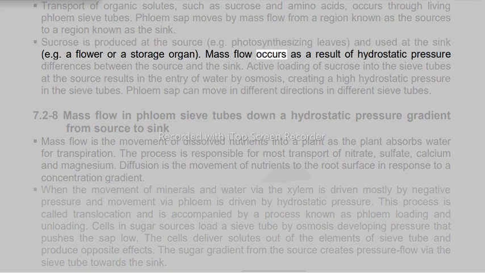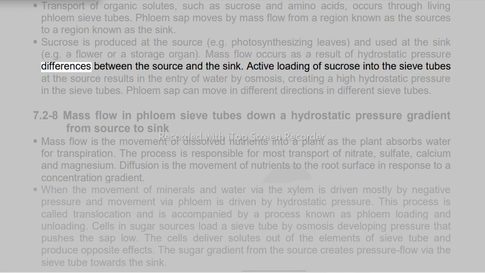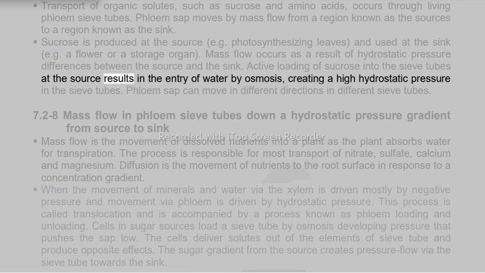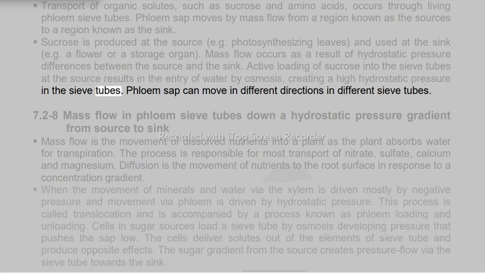Mass flow occurs as a result of hydrostatic pressure differences between the source and the sink. Active loading of sucrose into the sieve tubes at the source results in the entry of water by osmosis, creating a high hydrostatic pressure in the sieve tubes. Phloem sap can move in different directions in different sieve tubes.